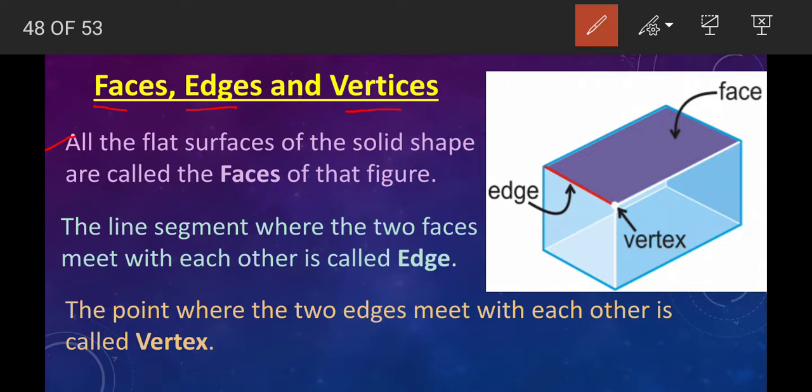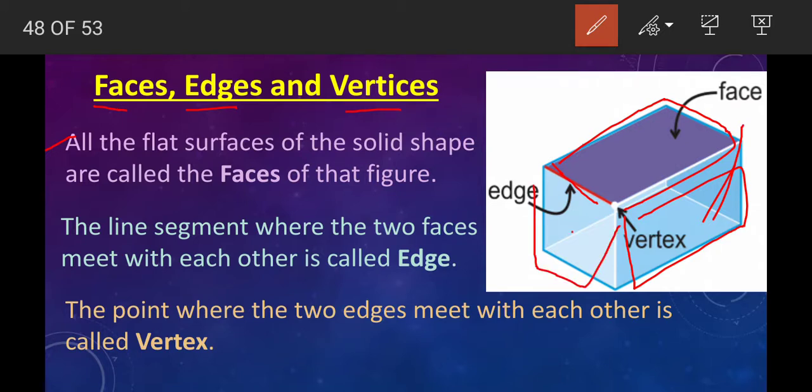Okay, in this figure this is a face. Okay, all the flat surfaces, this is one rectangular face, this is a face. If we select this one, we will get another face here. Okay, and this is another face. So different figures have different numbers of faces. Okay, all the flat surfaces are known as faces.